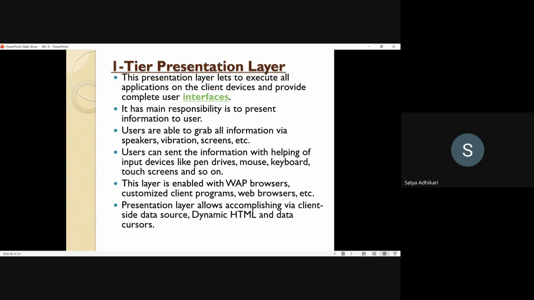Presentation layer allows accompanies via client side data resources, dynamic HTML, and data cursors.